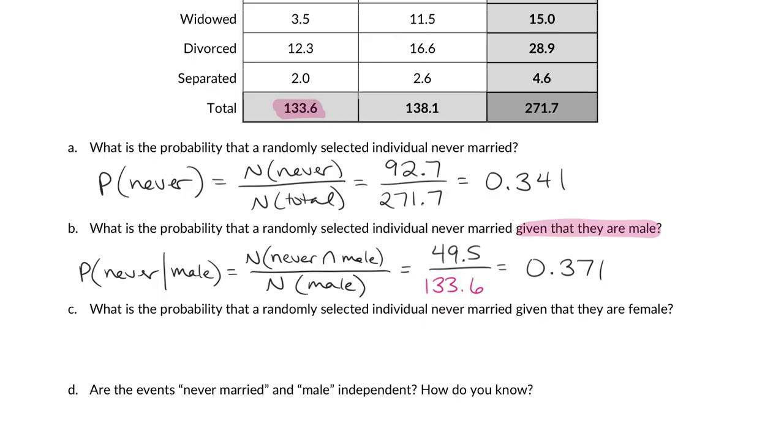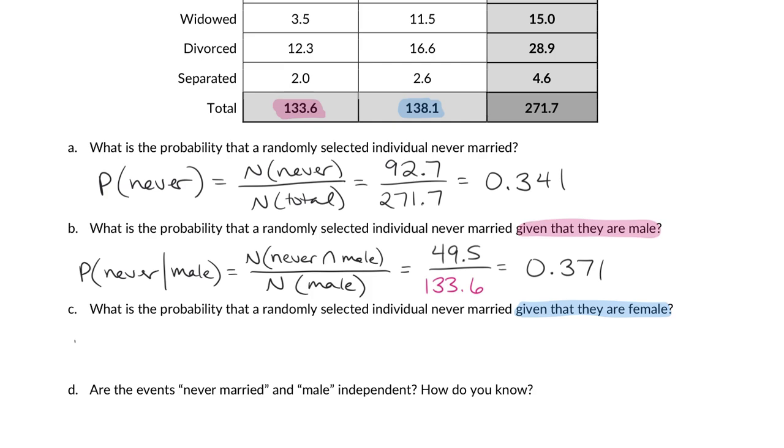Question C says, what is the probability that a randomly selected individual never married? Same question. This time it's given that they are female. So again, we're changing the population that we're looking at. We're changing the given. We're changing the total. The total number of females in this survey is 138.1. So I'm going to be using that as my total as opposed to the total or the male total.